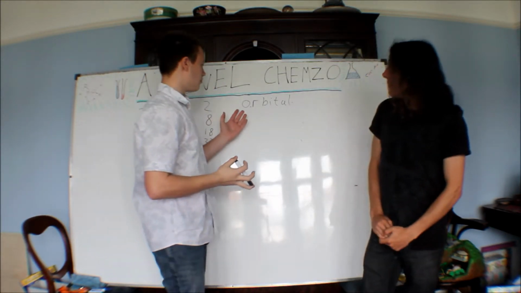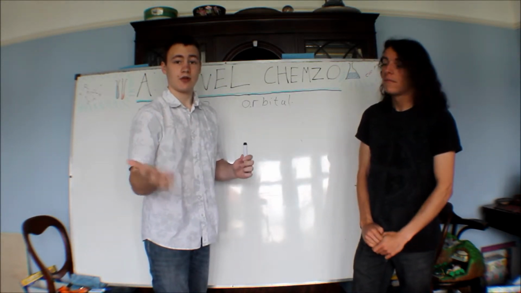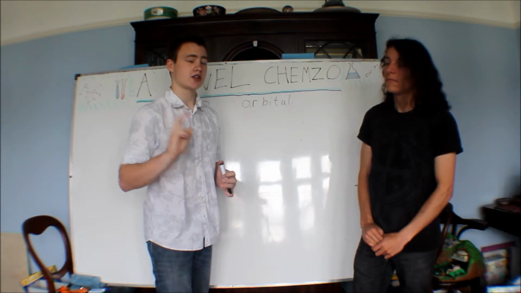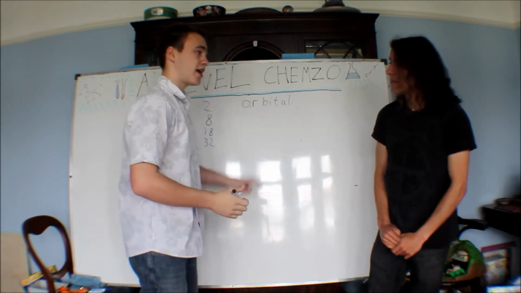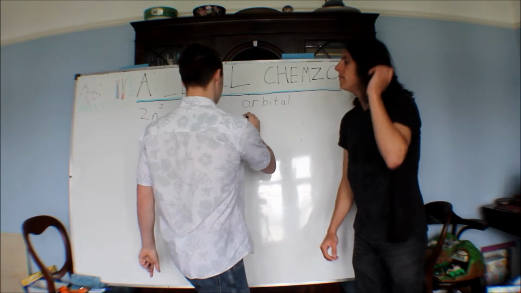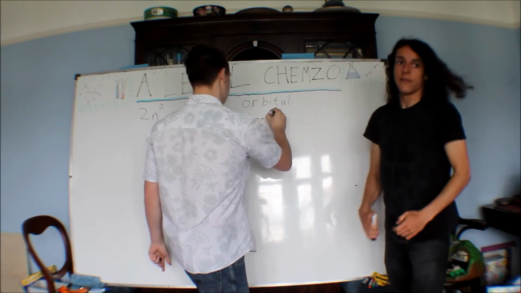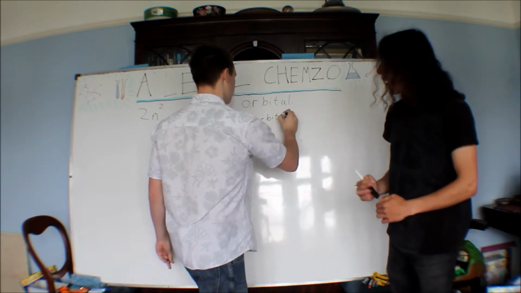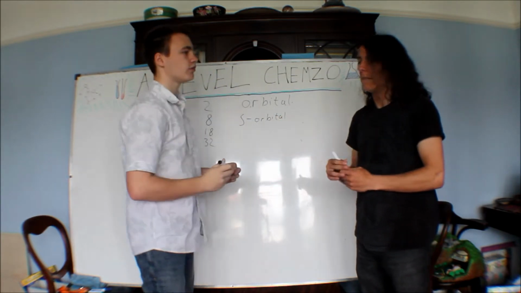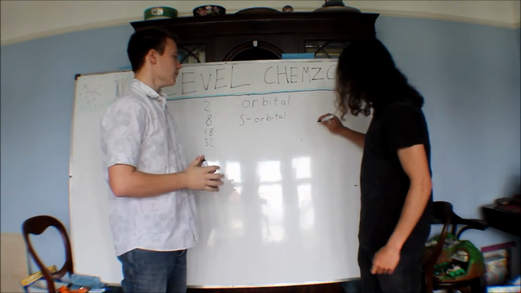There are a few patterns you have to know. Firstly, every orbital can hold up to 2 electrons. So first we have s orbitals. That's the first one, and these ones are like a disc on a plane. It looks a bit like that.